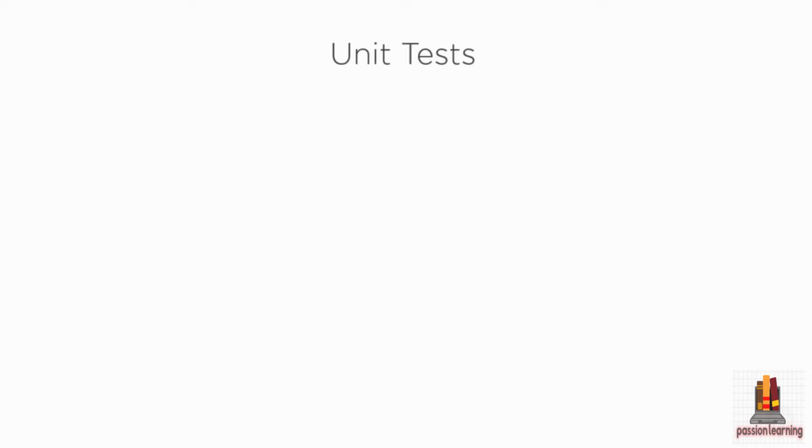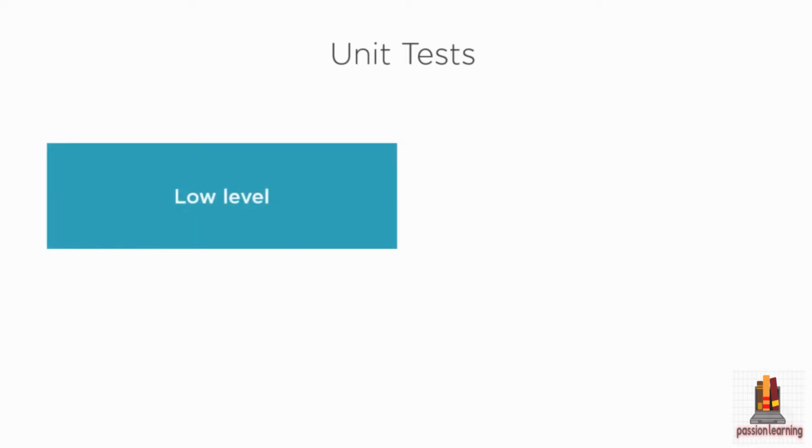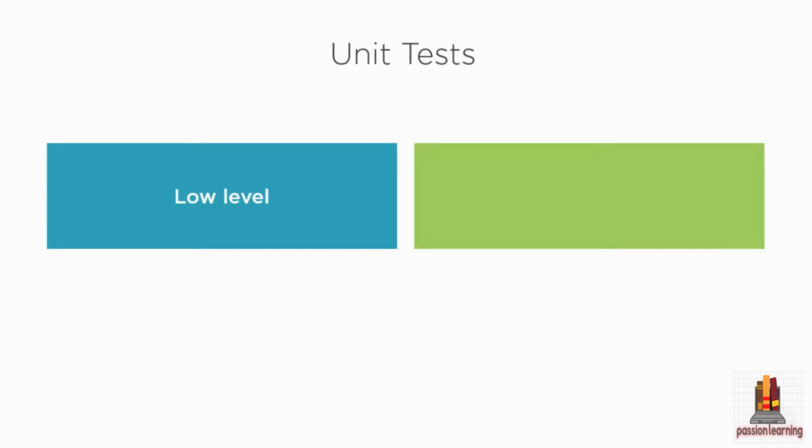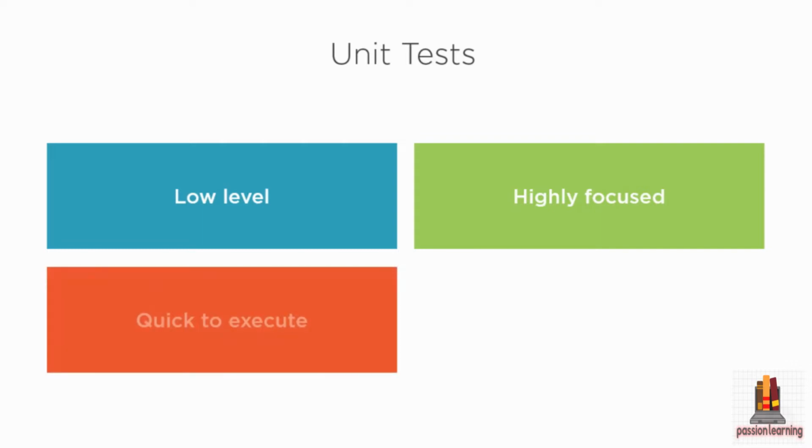Unit tests have a number of different characteristics. First off, they're low-level tests. They're focused on the lower-level details of the system. In this way, they're highly focused tests. We're not testing the whole system working together, we're just testing a very small part of it in isolation. Unit tests are generally really quick to execute, so we get really fantastic feedback speeds, which means we can find out very quickly if we've broken something.